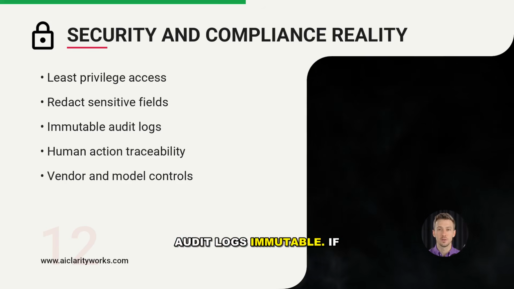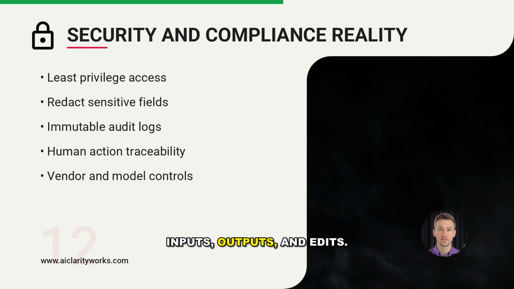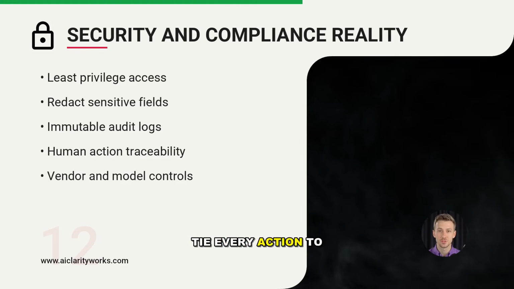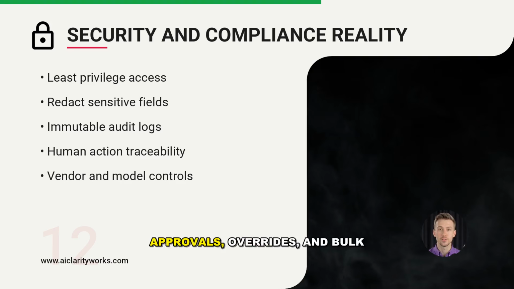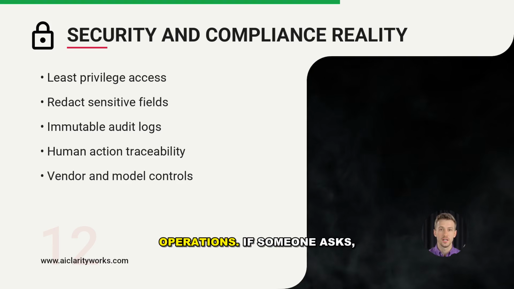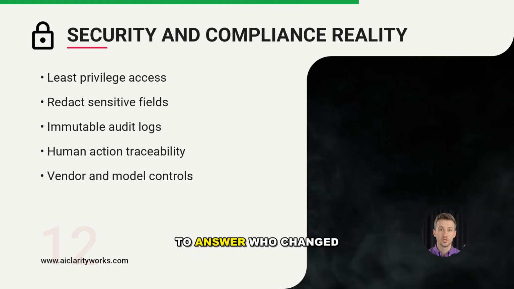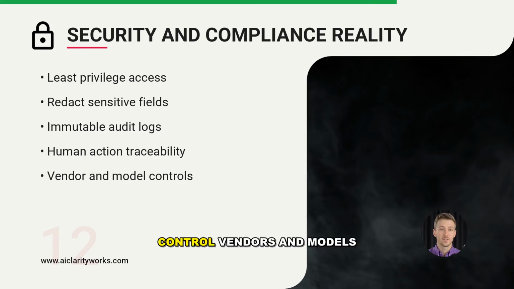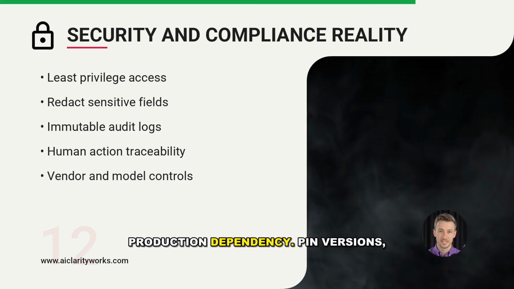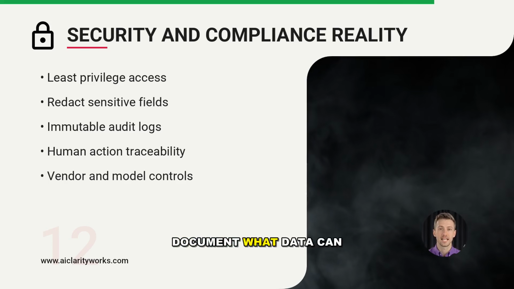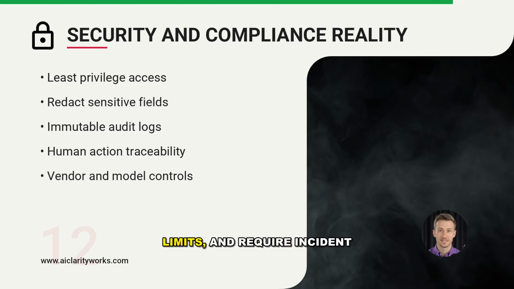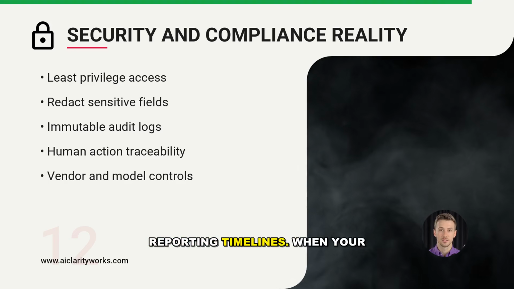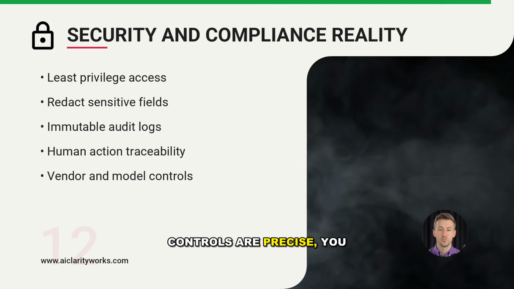Make audit logs immutable. If a decision can be contested, you need a tamper-resistant record of inputs, outputs, and edits. Tie every action to a human identity, including approvals, overrides, and bulk operations. If someone asks, you should be able to answer who changed what, when, and why in one query. Finally, control vendors and models like you would any production dependency. Pin versions, document what data can be sent, enforce retention limits, and require incident reporting timelines. When your controls are precise, you can move faster without betting the company on trust.